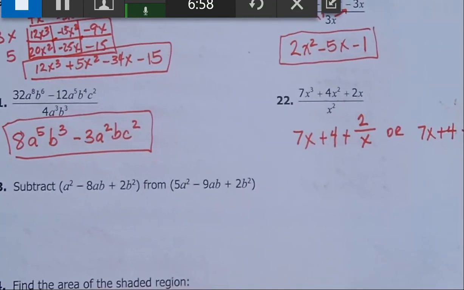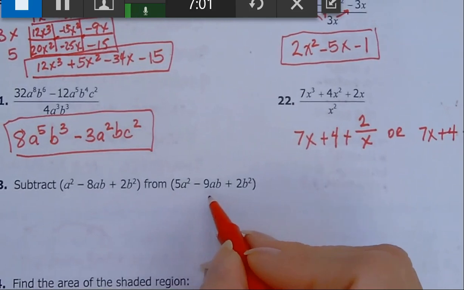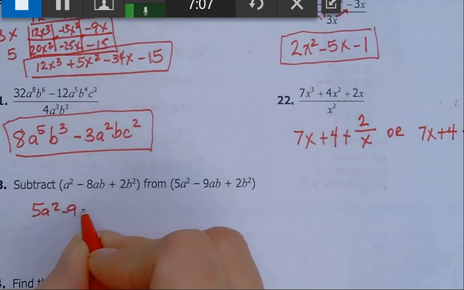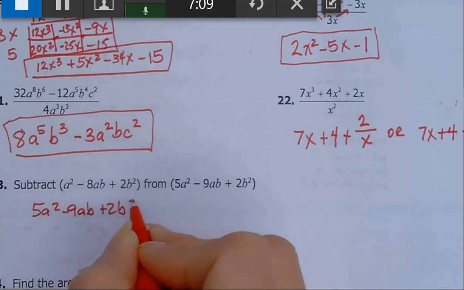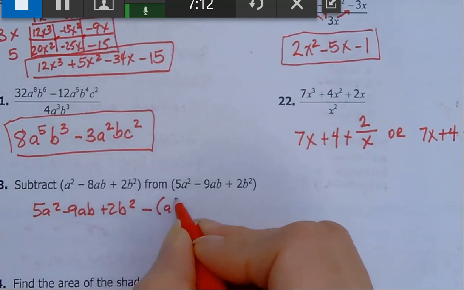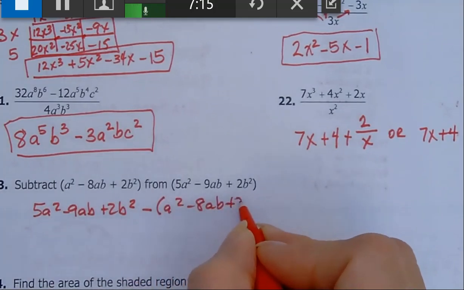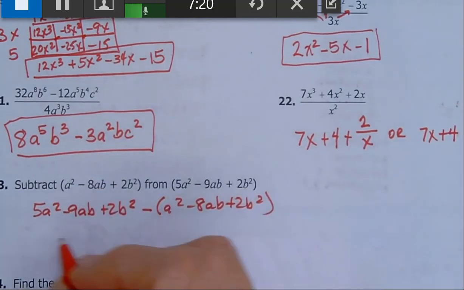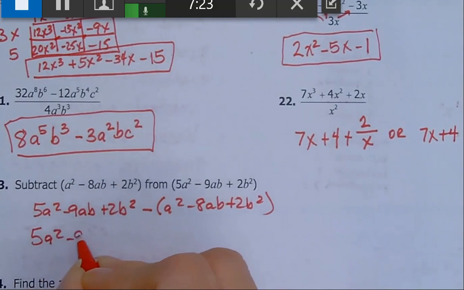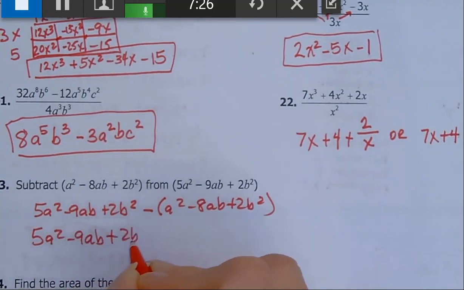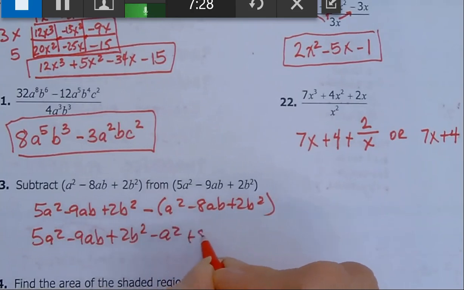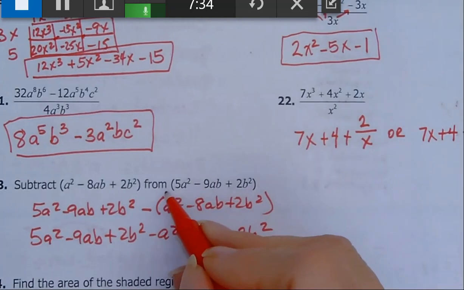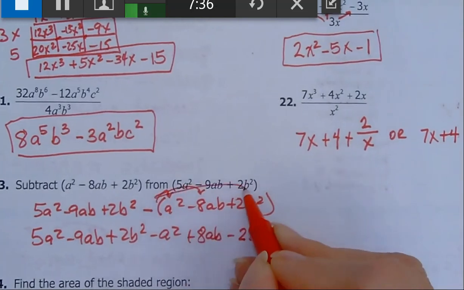All right. I'm going to subtract this from that. So those words tell me that I have to say 5a squared minus 9ab plus 2b squared minus all of this, a squared minus 8ab plus 2b squared, right? Subtract this from that. So I need to distribute my negative, so I have 5a squared minus 9ab plus 2b squared minus a squared plus 8ab minus 2b squared. Okay, I just distributed this negative to each of those terms.